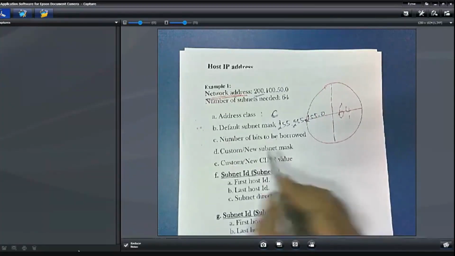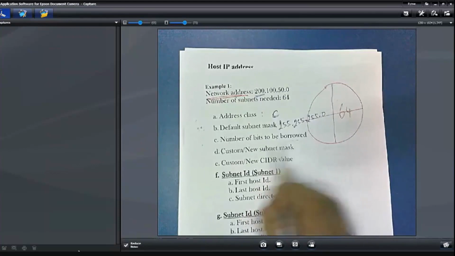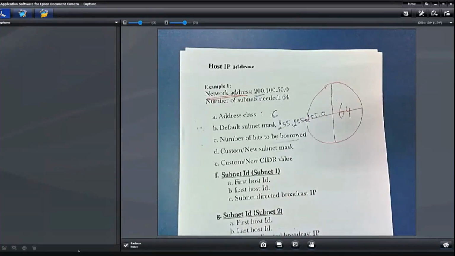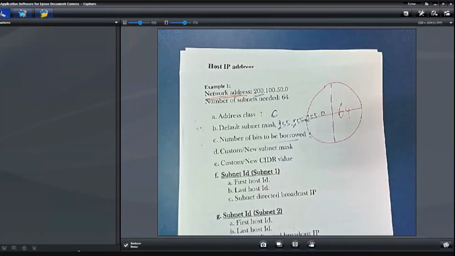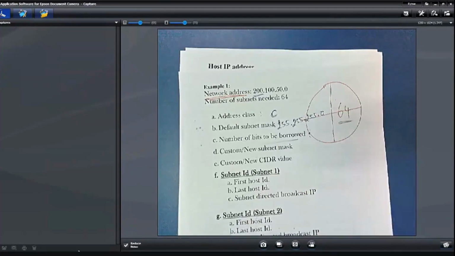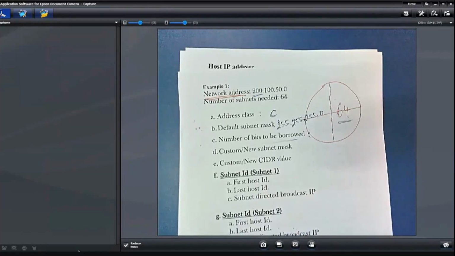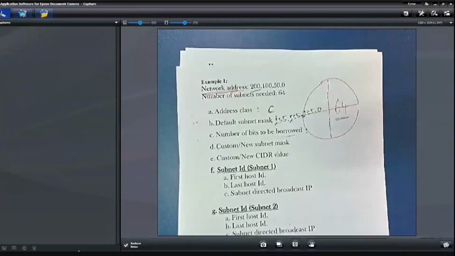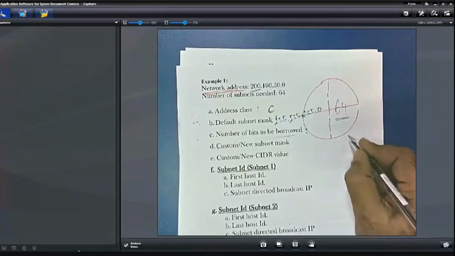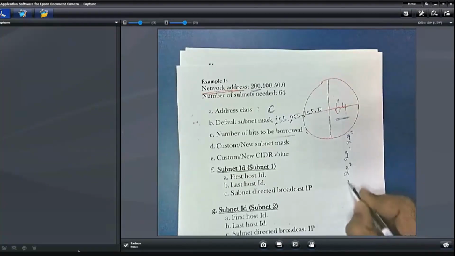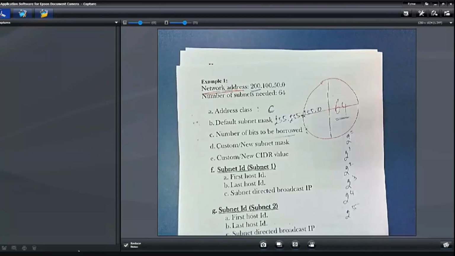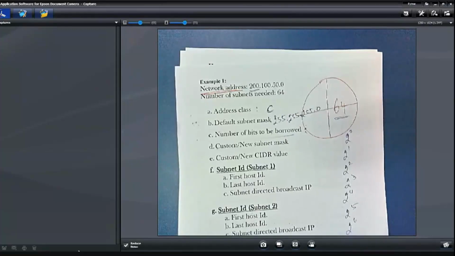Then the number of bits to be borrowed. How many bits do you have to borrow? How many subnets do you need? I need 64 subnets. So for 64 subnets, how many bits are to be borrowed? We have to find it. Now I'm writing 2 to the power of 0, 2 to the power of 1, 2 to the power of 2, 2 to the power of 3, 2 to the power of 4, 2 to the power of 5, 2 to the power of 6.